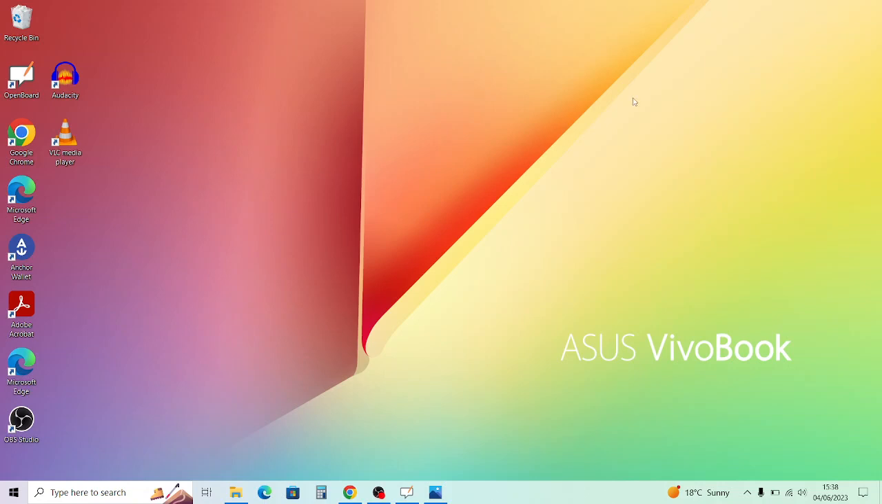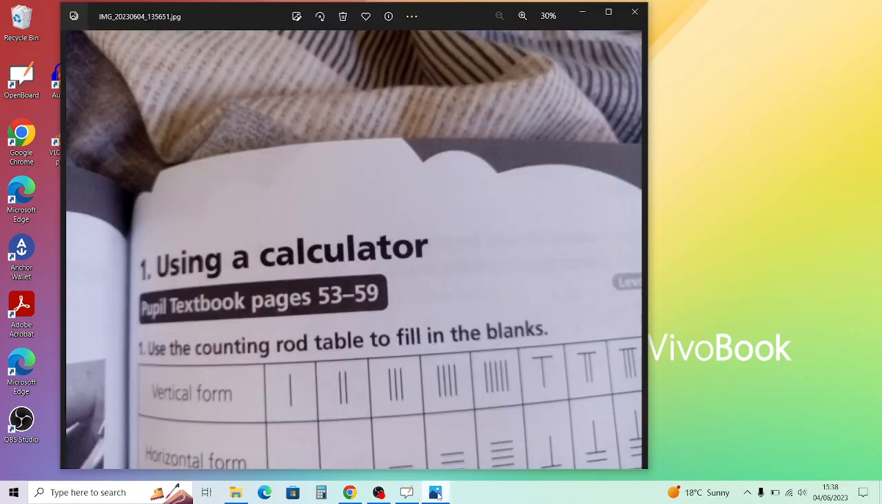Welcome to Real Shanghai Mathematics Year, Book 3.2. This is the fifth unit, the short unit, and it's called Unit 5, Calculators. The only section it contains is about using calculators, getting you familiar with the calculator.